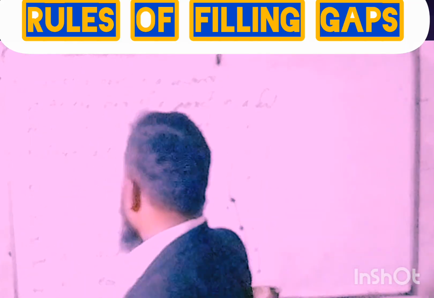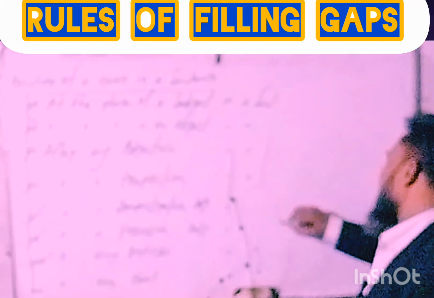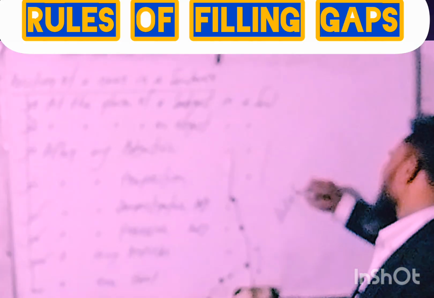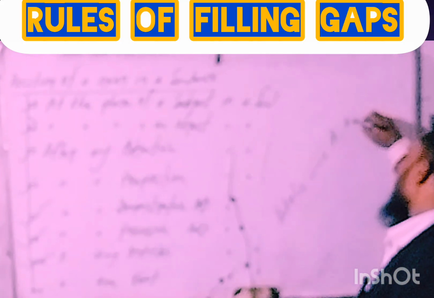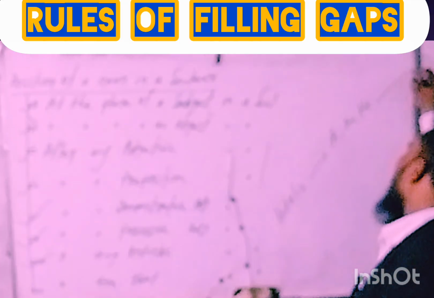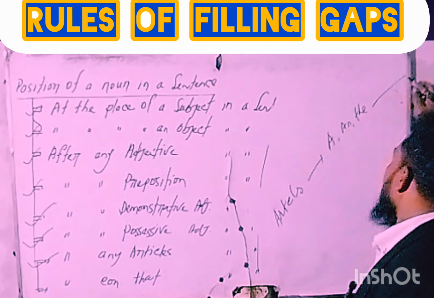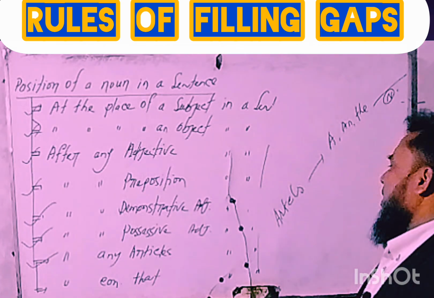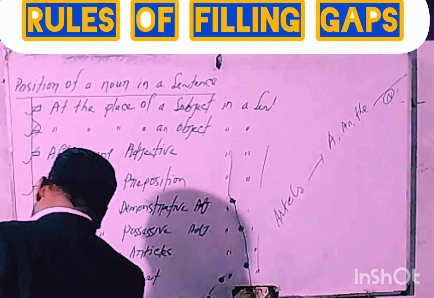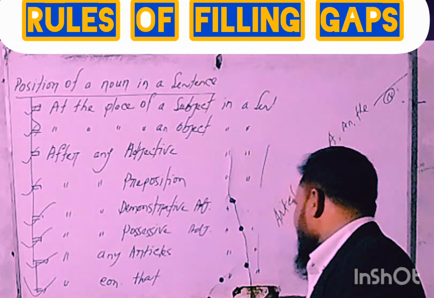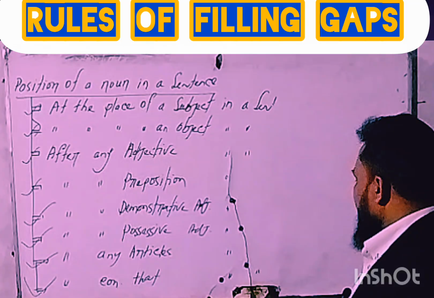Friends, think about articles, after any articles. You know that, my dear learners, there are three articles: a, an, the. And if any word is used after a, an or the, that means an article, of course, that word must be a noun. That you have understood clearly. Now, think about after the conjunction that.